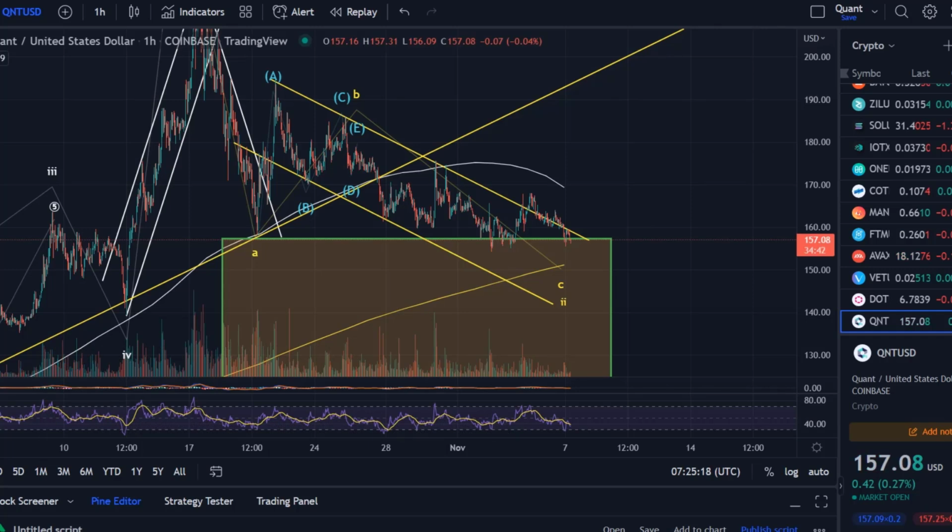Quant has in the last few days lost a little bit of its price again. We are back below the $160 mark. To be more specific, we're currently looking at a price of around $157.11 as I speak here.